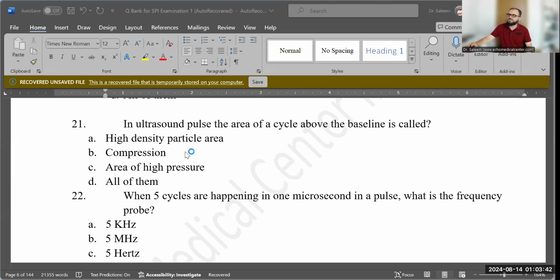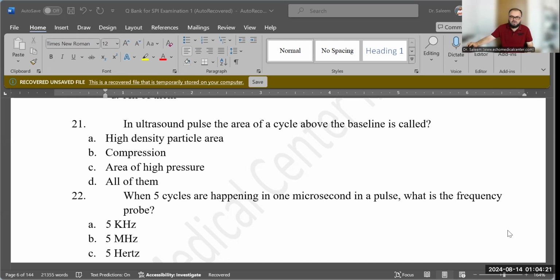Okay, here they are. So question number 21. It says, an ultrasound pulse, the area of the cycle above the baseline is called A, high density particle area, compression, area of high pressure, D, all of the above. What do you think? Exactly. Again, you're right, because all of the above, everything is above the baseline, and they are all the same thing. All these are the parts of a cycle. So they are above the baseline, correct?